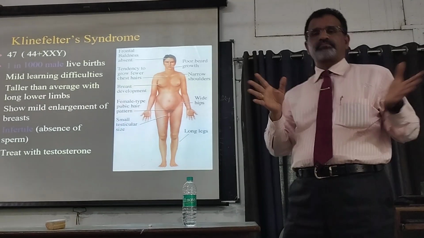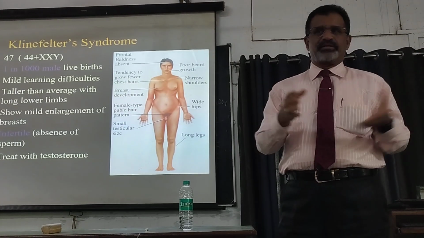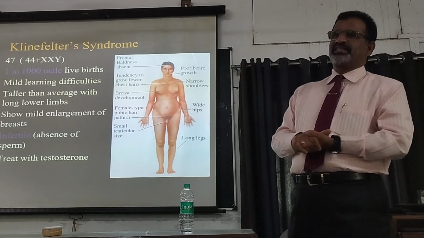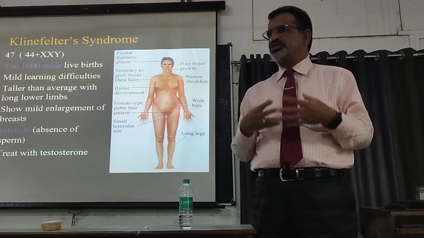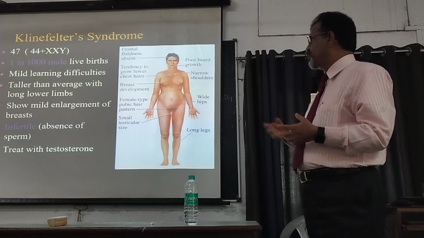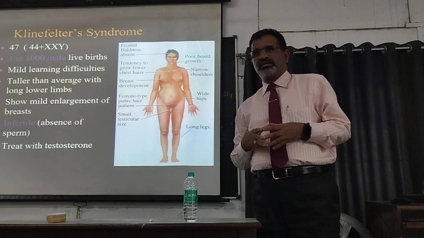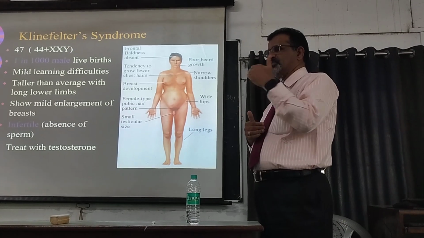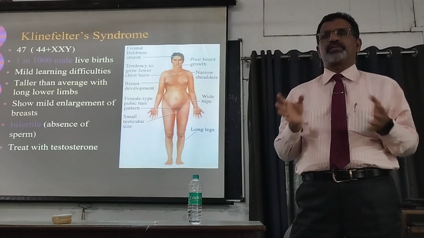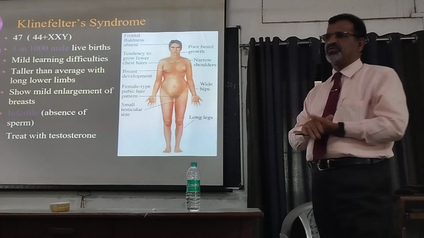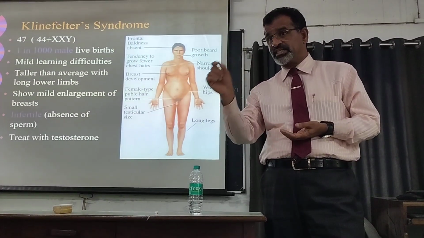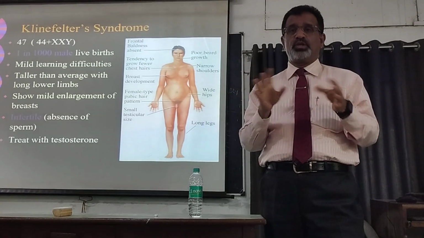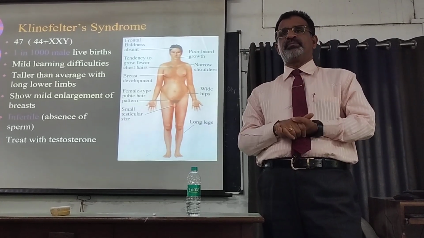So, if I mistakenly tell you double X and double Y, just take care of it. They show mild enlargement of breast, called gynecomastia, because estrogen level increases in these boys, and because of this problem they are infertile. So there is no possibility of fertility; absence of sperms, called azoospermia, is the problem. So they are treated with testosterone to maintain the masculinity. That will not help for fertility, it will help for masculinity. They look like males, at least there will be little improvement.